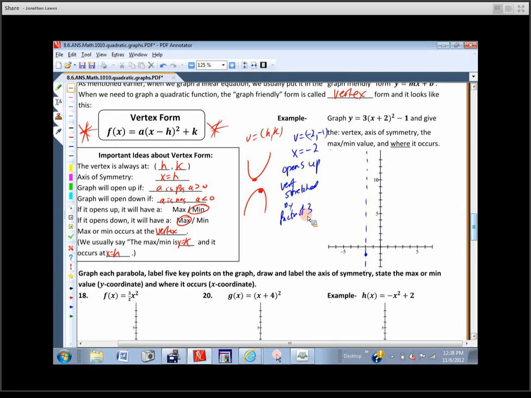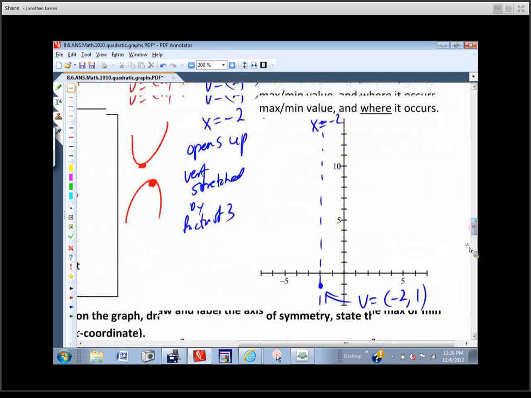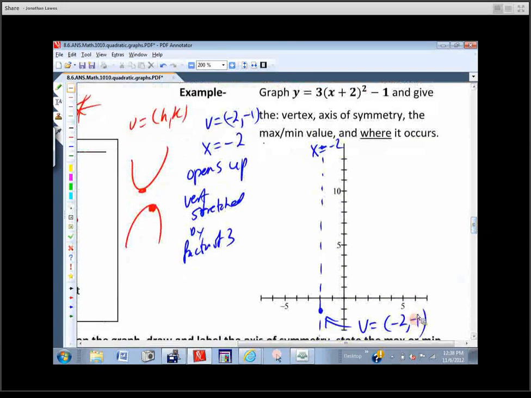Is this going to have a max or a min? It's going to have a minimum because it opens up. Okay, now I'm going to go ahead and sketch this. We want to label the axis of symmetry, so that's x equals -2. We want to label the vertex. Vertex is at -2, -1.